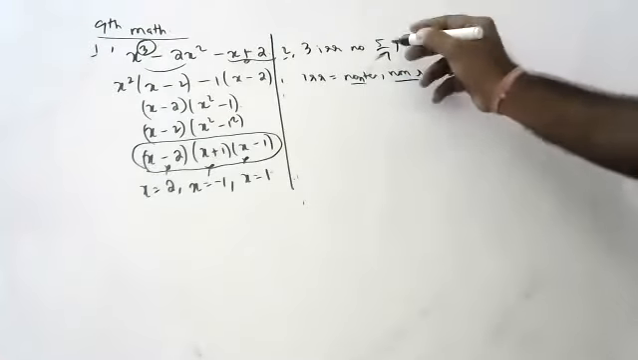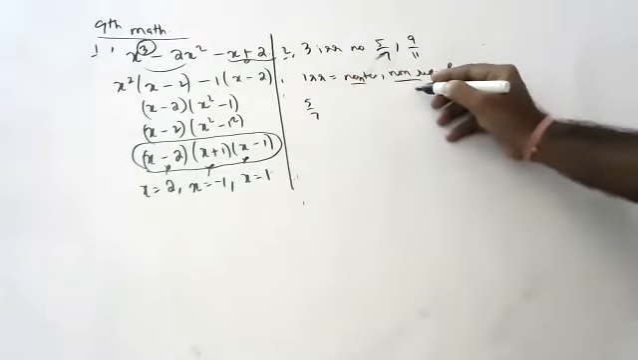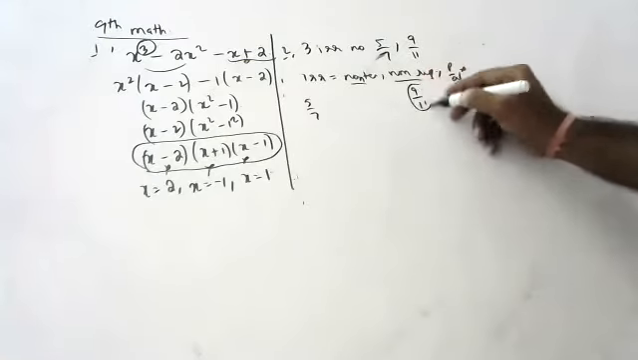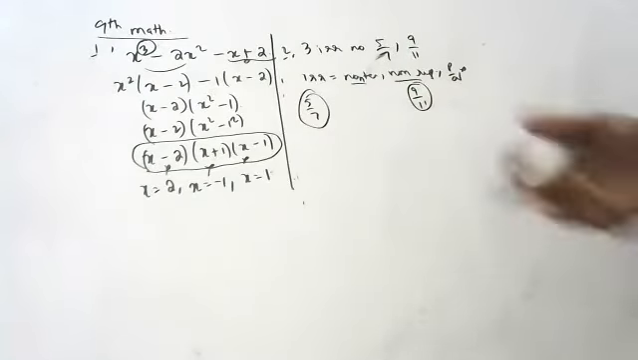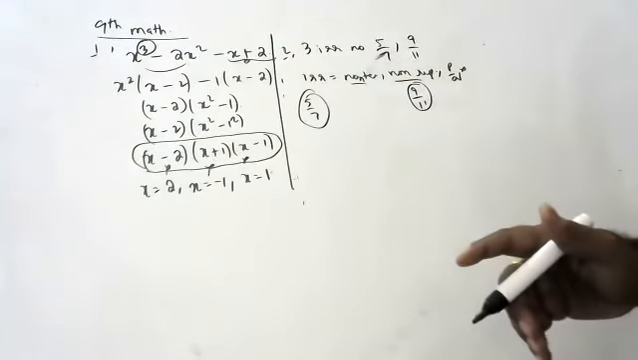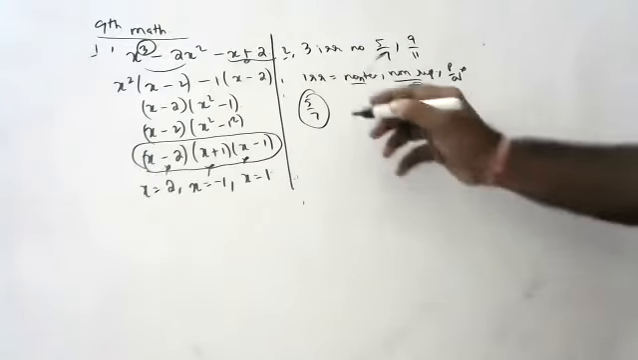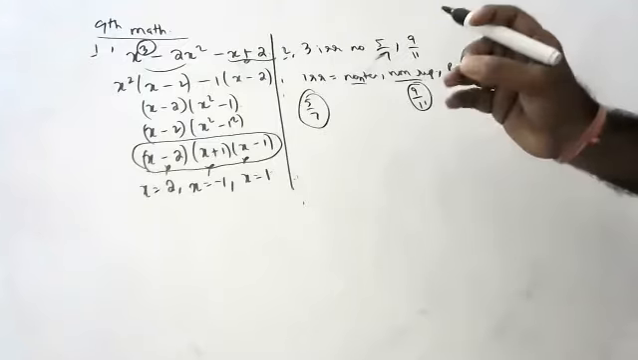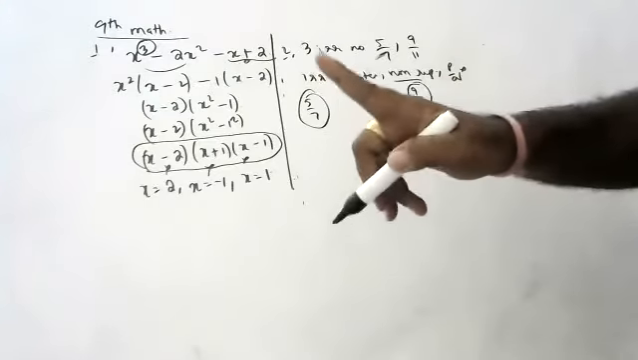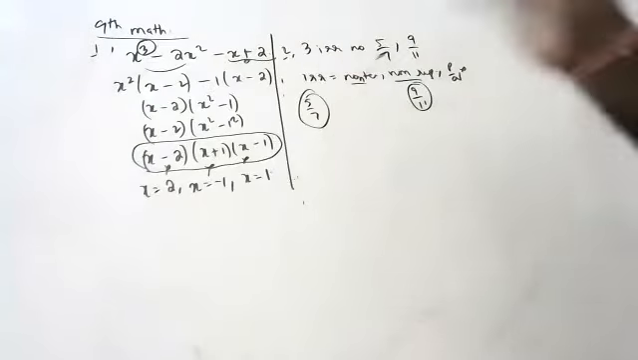So 5 by 7 and 9 by 11 are rational numbers only. Between these two rational numbers, he wants some irrational numbers. Okay, no problem. What will we do? Children, I will teach you in decimal form and in fraction form. Whichever is easy, you do, children.